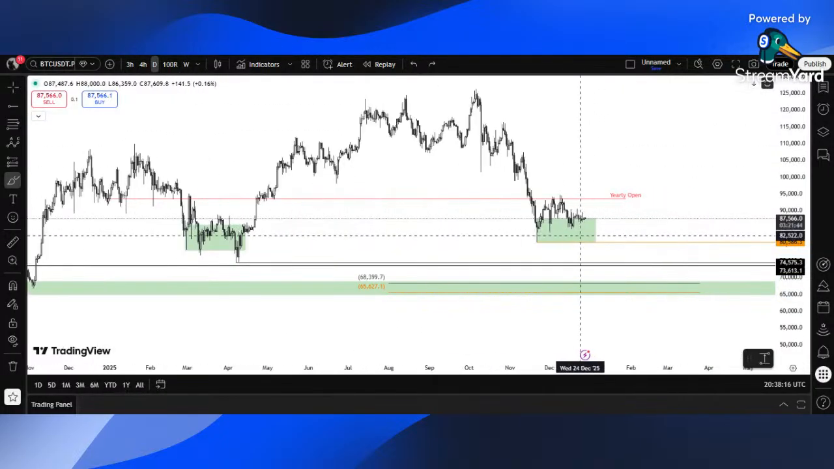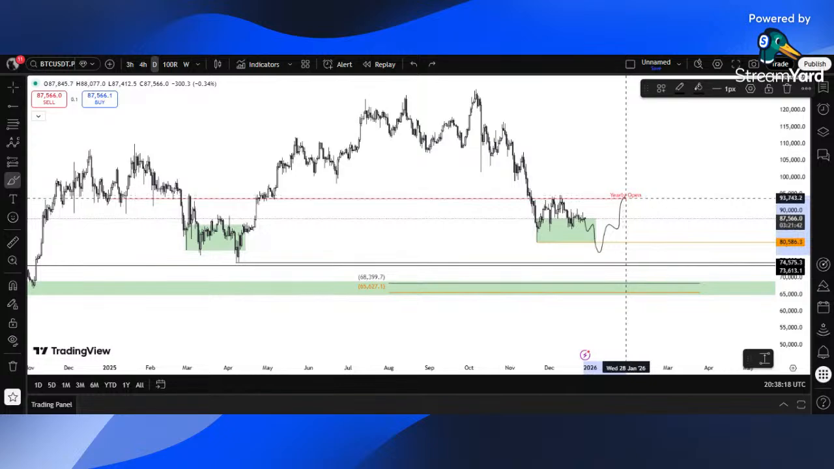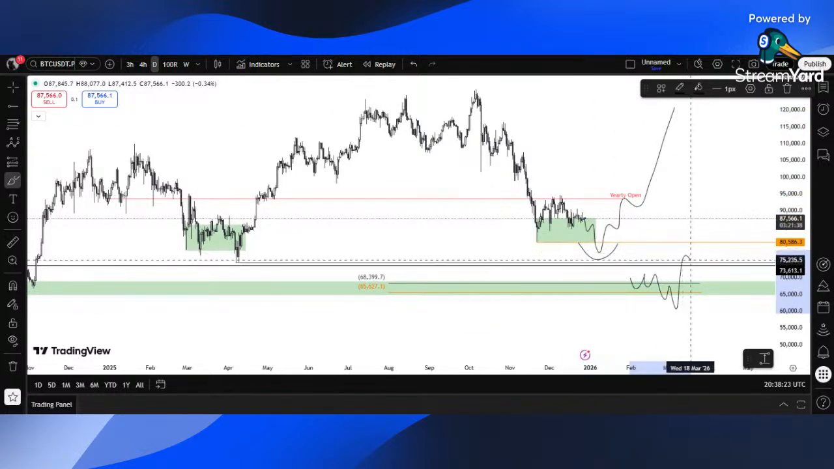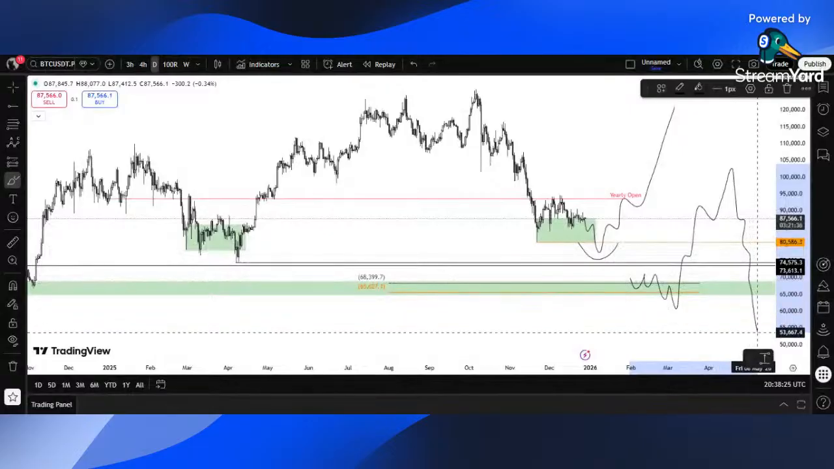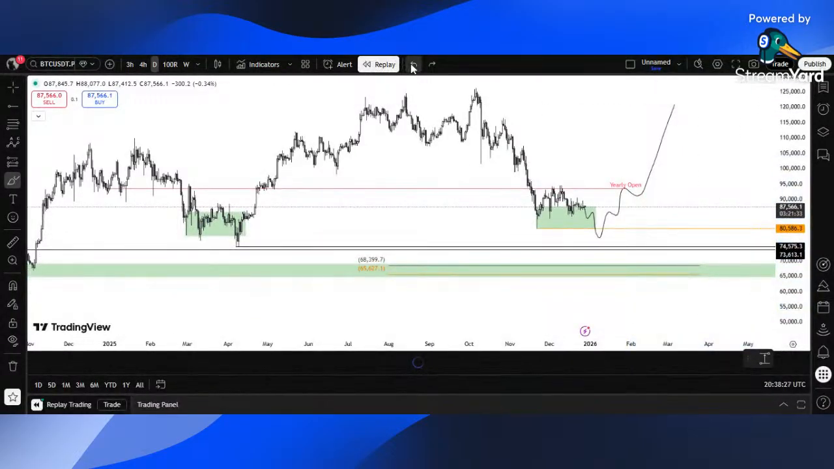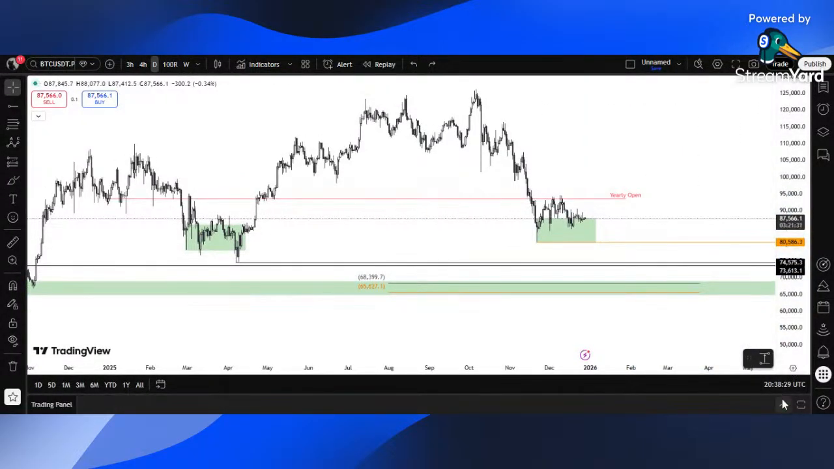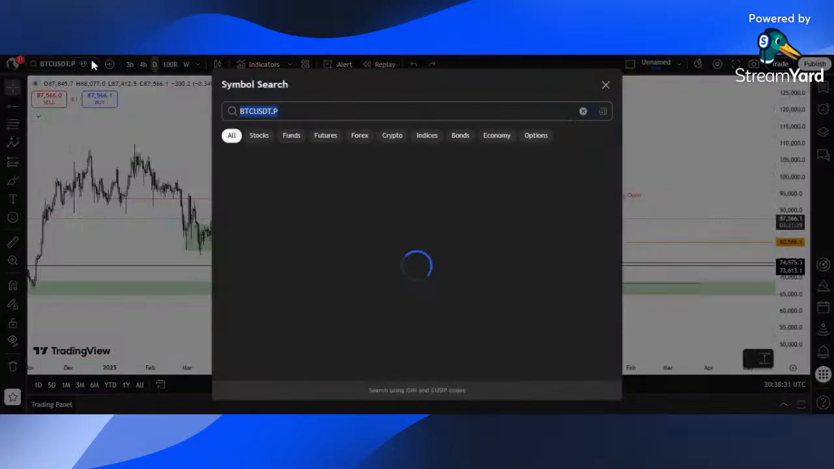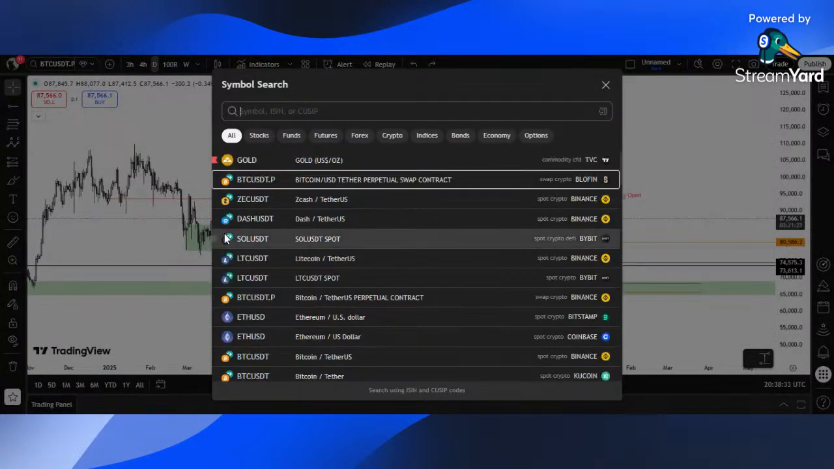This is a hope for the Bulls, the last hope for the Bulls, this scenario. But personally, I want this zone to be tested and then this and then dump to the downside. This is personally what I want for BTC. Now, I hope this is clear. Let's talk about Ethereum.